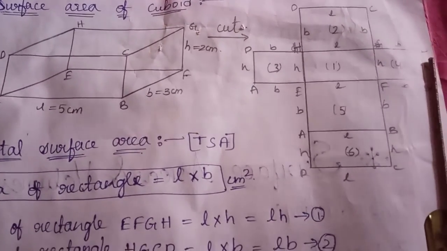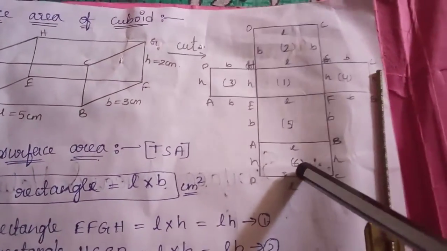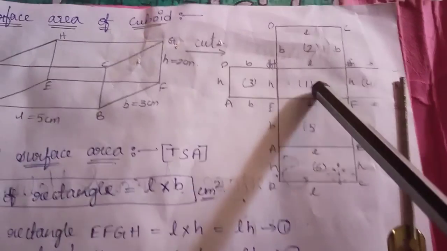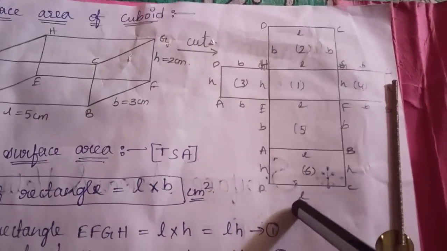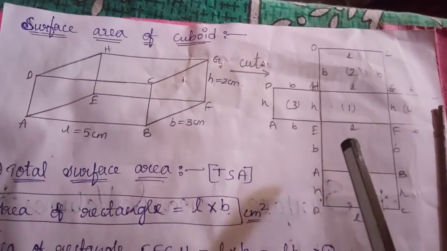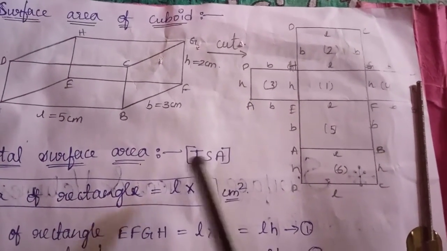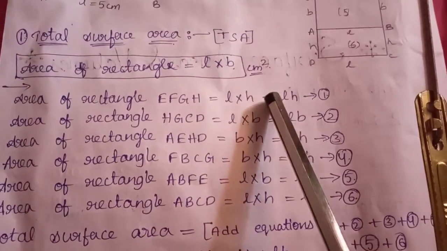When we cut the cuboid along the edges, the cuboid is divided like this. Here you can see 1, 2, 3, 4, 5, 6, and these are the faces of the cuboid. From this we can learn the surface area of a cuboid. Surface area is divided into two types, total surface area and lateral surface area. The first one is total surface area.